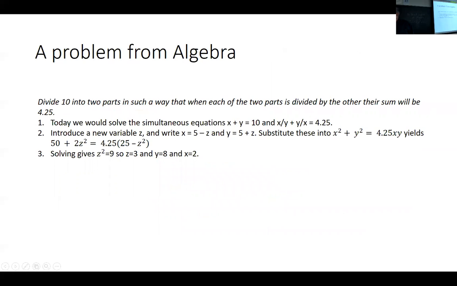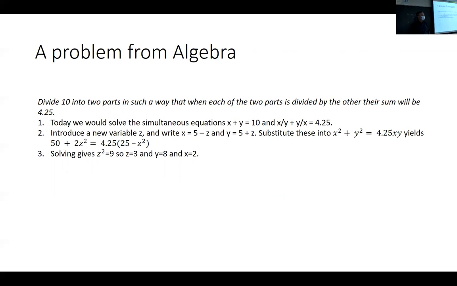So here's a problem from his algebra book. Divide 10 into two parts in such a way that when each of the parts is divided by the other, their sum will be 4.25. Putting that into modern terms, we've got x plus y equals 10. When each of the two parts is divided by the other, so that's x divided by y and y divided by x, their sum is 4.25.